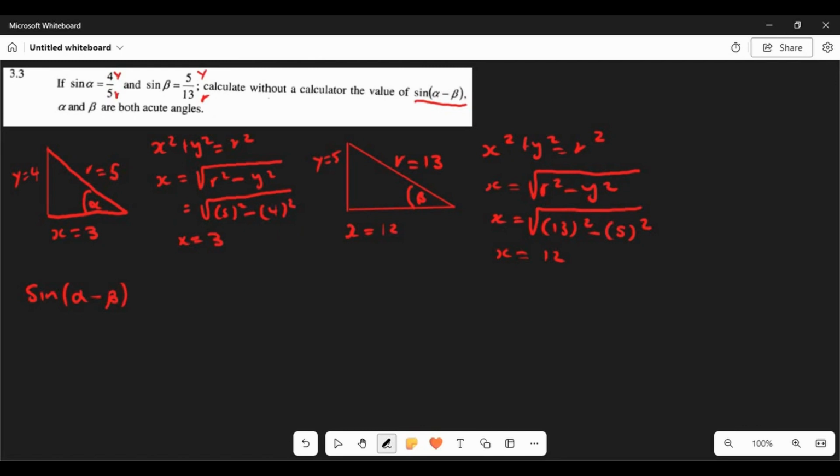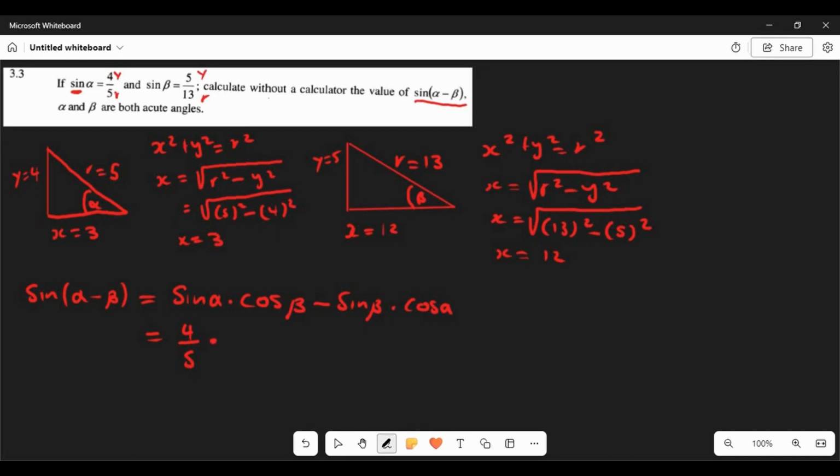So you know that when it's like this, the compound angle for sine, you need to expand it. So it's going to be sine alpha multiplied by cos beta, right? Minus, so you keep the sign in the middle, but this time around it's going to be sine beta multiplied by cos alpha. So from here, you just substitute. So what is your sine alpha? Sine alpha is already given to us within the statement. So we know that sine alpha is going to be 4 over 5.